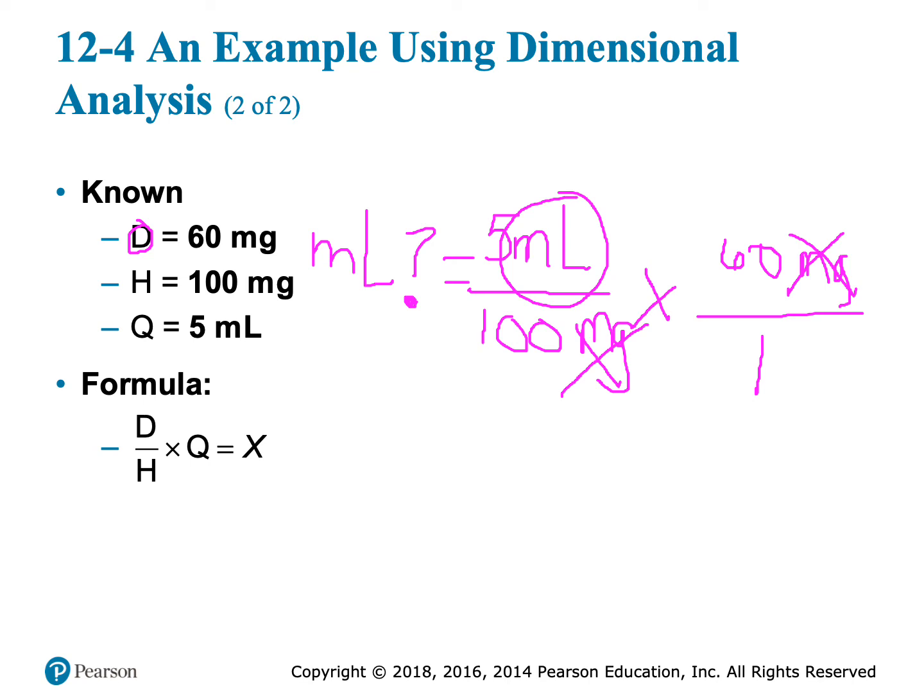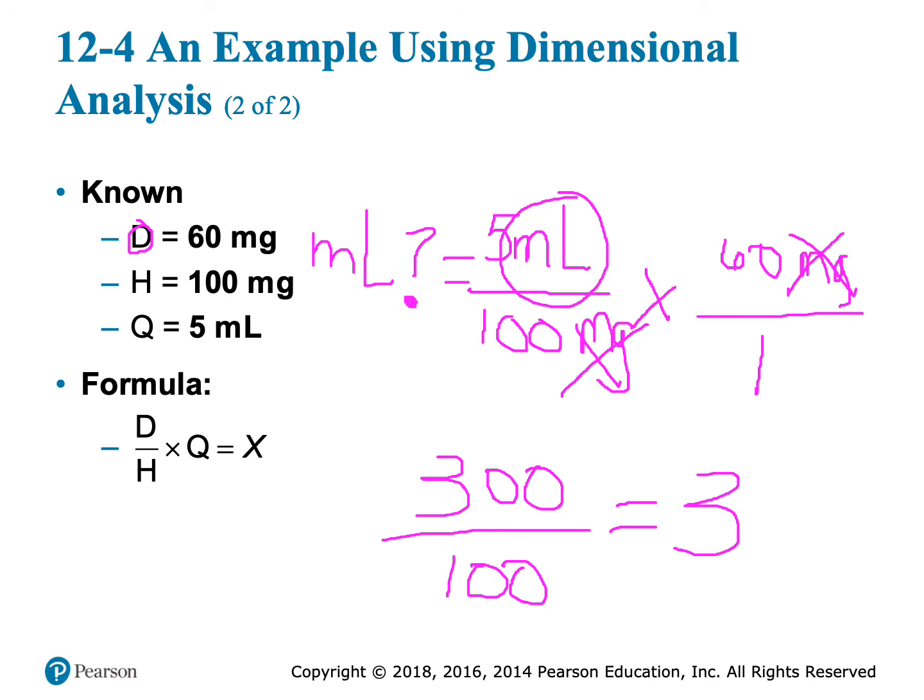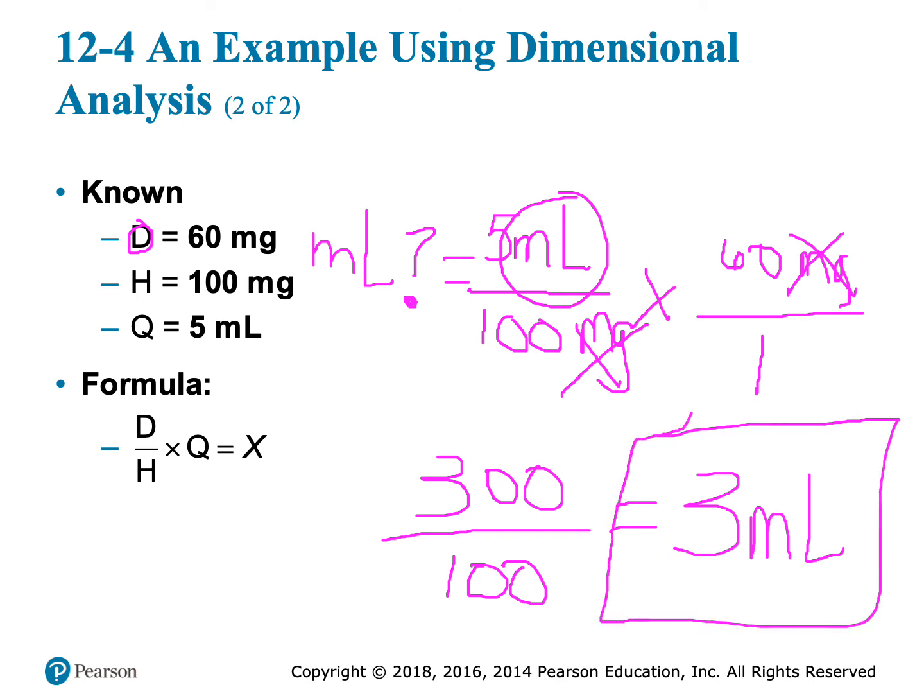We're going to multiply straight across. And when we multiply straight across, that gives us 300 over 100, all right? And 300 over 100 is the same as 3. So our answer is going to be 3 mLs. We need to give 3 mLs of this cough syrup to the patient in order to give them a 60 milligram dosage.